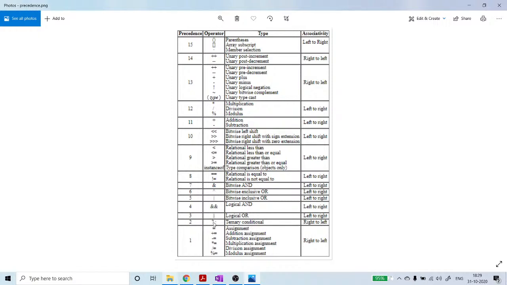See here, ternary conditional has the least priority, and the assignment operator is the very last. Right? So we have to remember this table and understand it. Okay, so this is the precedence.